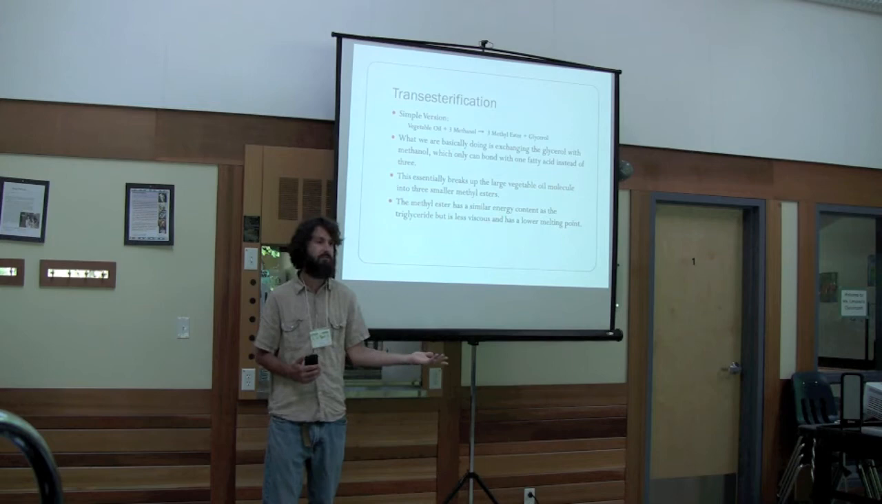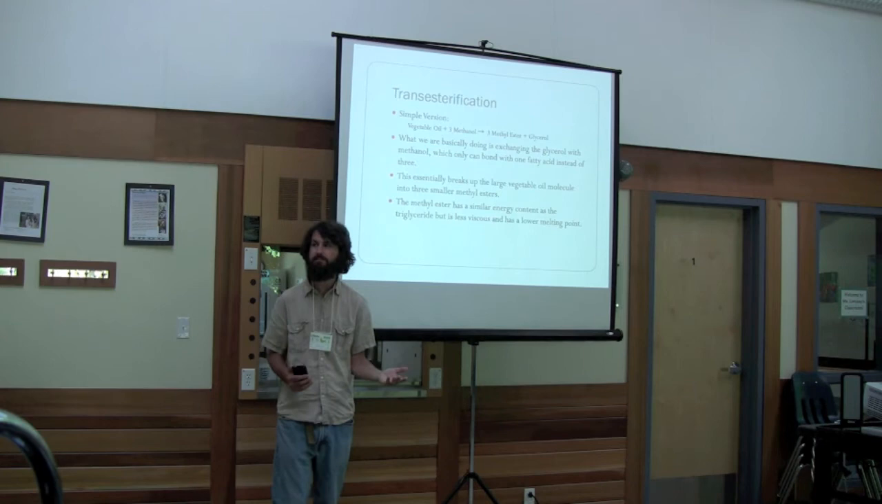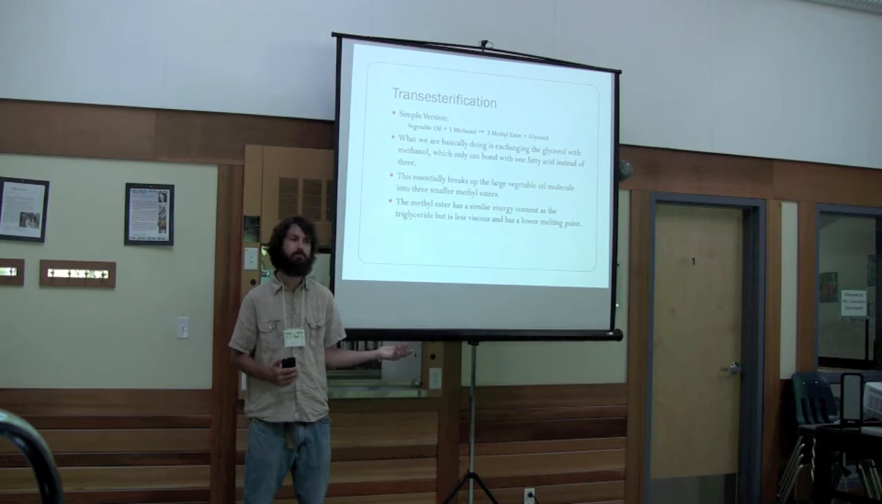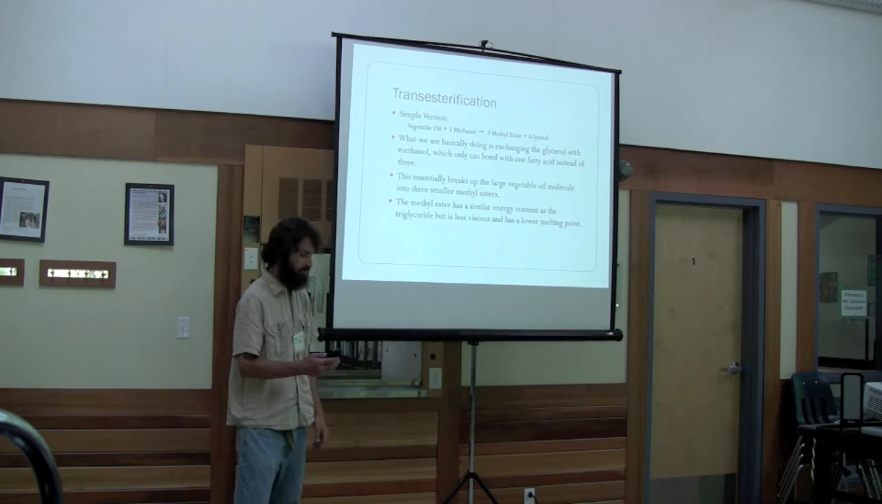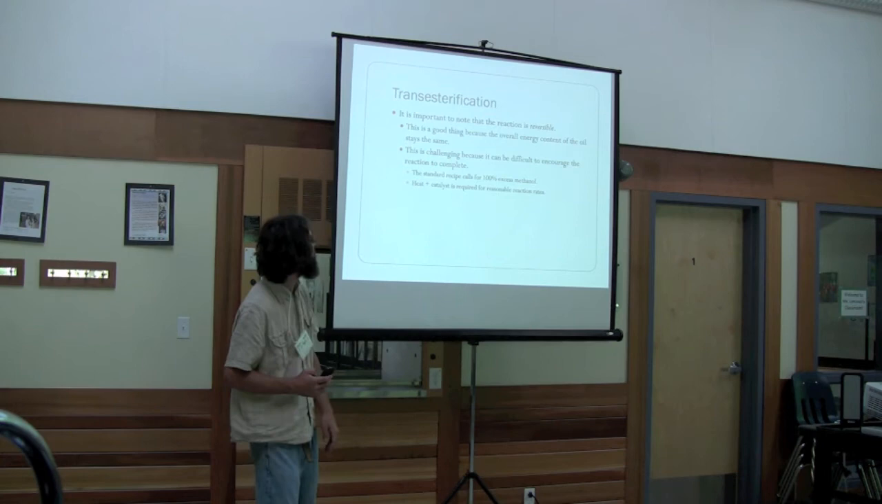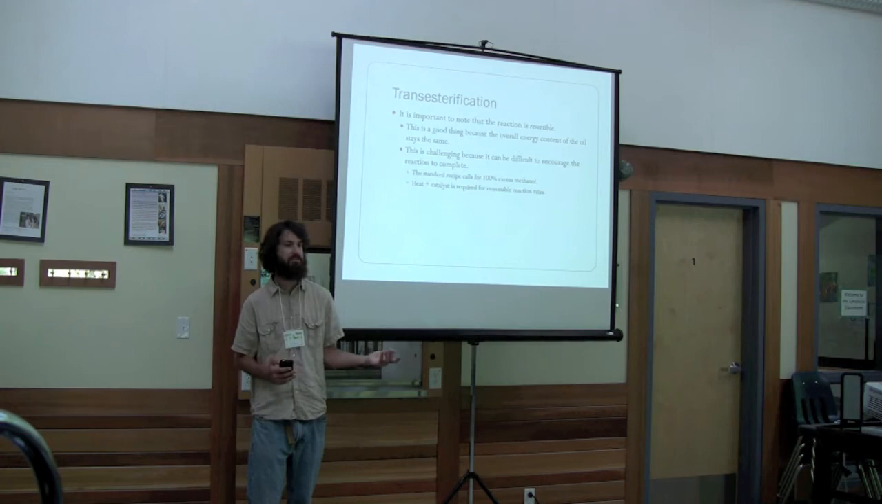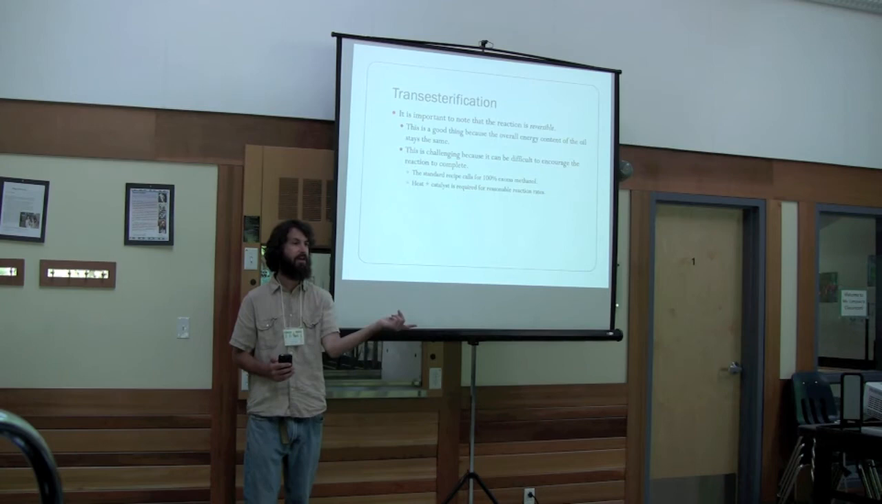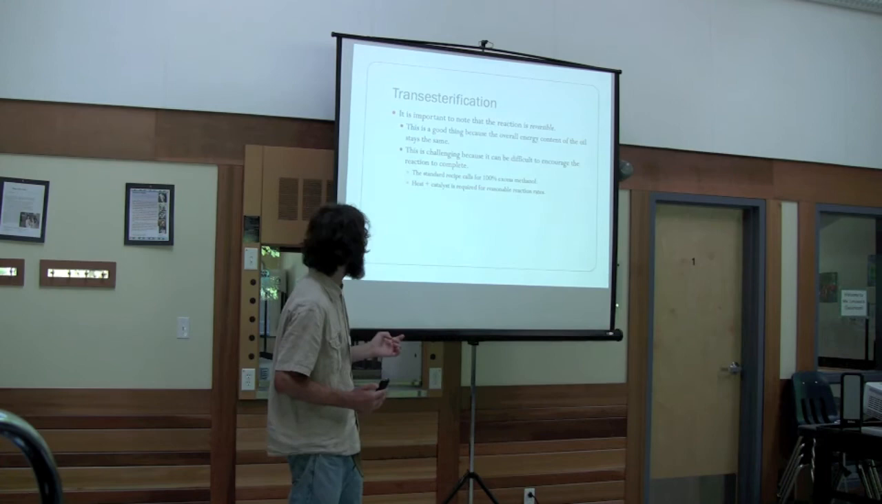So the resulting methyl ester has about the same energy content, in terms of being able to burn it and use it for energy, as the vegetable oil did. But doing that process changes its properties and makes it less viscous, usually with a lower melting point, which makes it better for use as a fuel. So, like I said, it's reversible, and that's a really important thing. They have the same energy content pretty much, but it's challenging because that can make it difficult to encourage the reaction to complete, because it can go either way. So what we need to do is create conditions under which we encourage it to go from the vegetable oil side to the mostly methyl ester side.